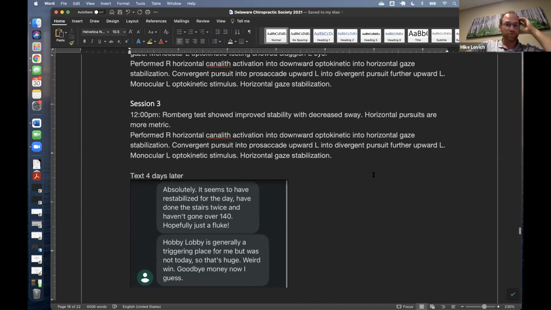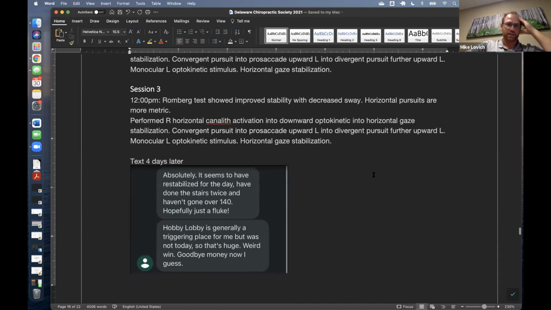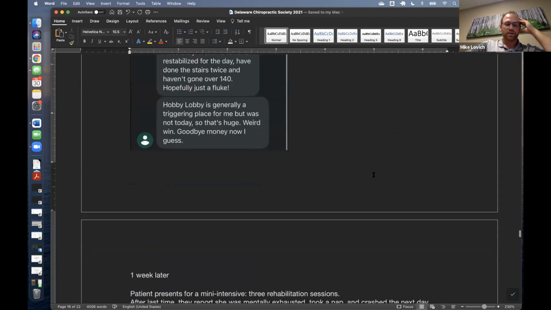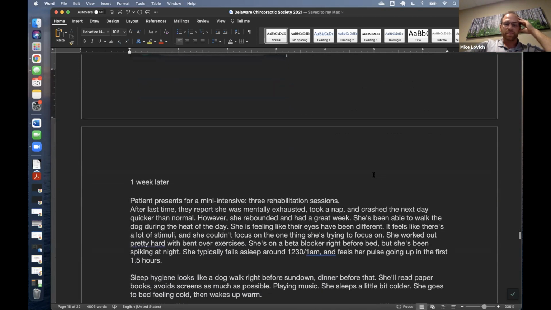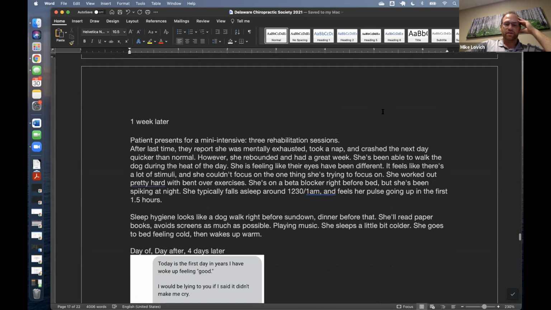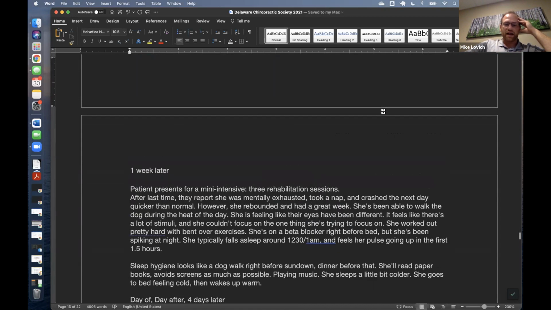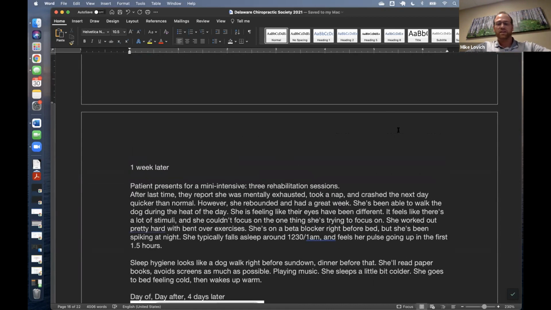So we're seeing some improvement now. Quality of life is improving. She can now go spend her money. So now this is a week later. Patient presents for a mini intensive. After last time, she reports that she was mentally exhausted, took a nap, crashed the next day quicker than normal. However, she rebounded and had a great week.